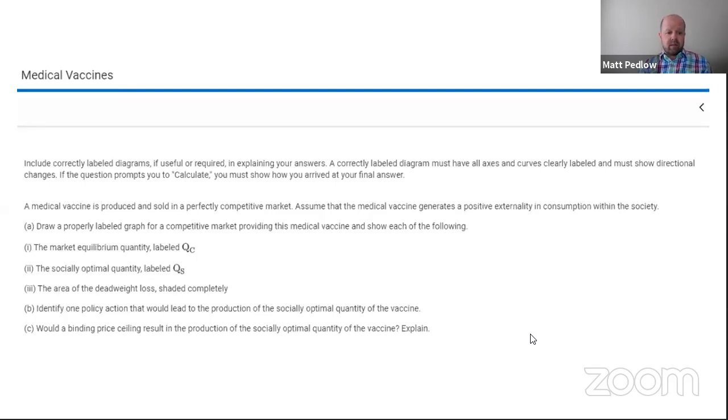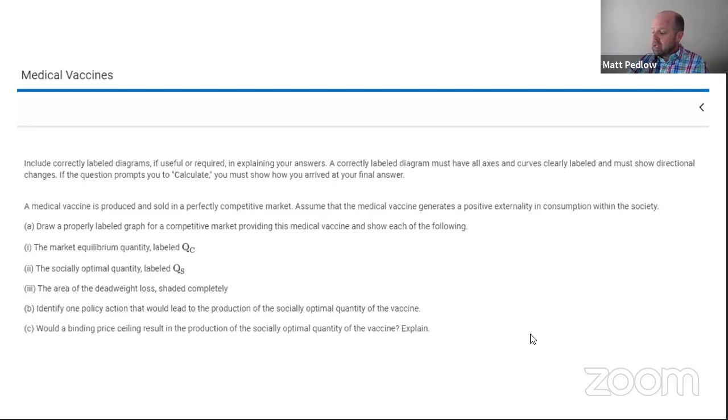So a medical vaccine is produced and sold in a perfectly competitive market. There generates a positive externality in consumption within the society. So you're gonna draw a properly labeled graph for a competitive market. So go ahead and draw a market graph. You should remember what these look like. Make sure you have your price and quantity. Hopefully your writing is much nicer than mine, so you get all the points, and don't make us readers squint trying to read this stuff.